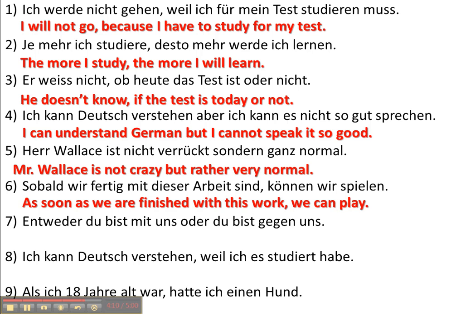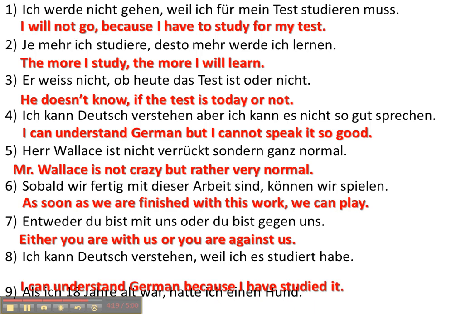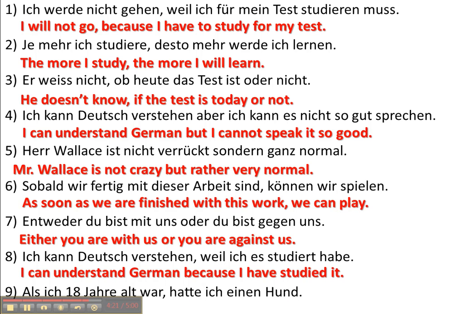Entweder du bist mit uns oder du bist gegen uns. Either you are with us or you are against us. Ich kann Deutsch verstehen, weil ich es studiert habe. I can understand German because I have studied it. And here's an example of using als. Als ich 18 Jahre alt war, hatte ich einen Hund. So when I was 18 years old, I had a dog.